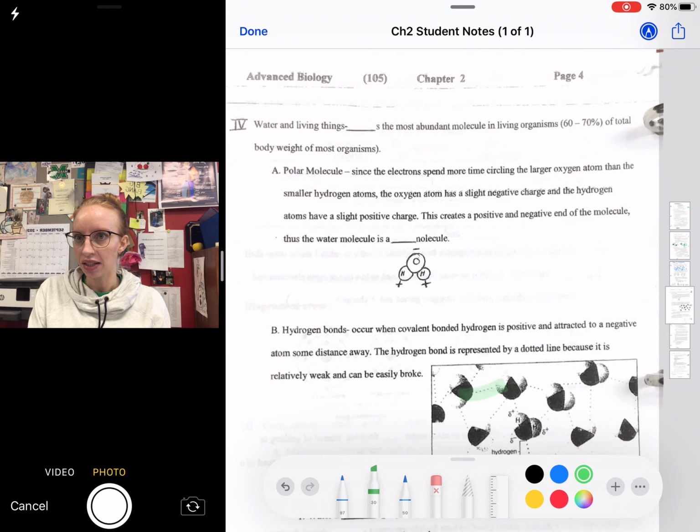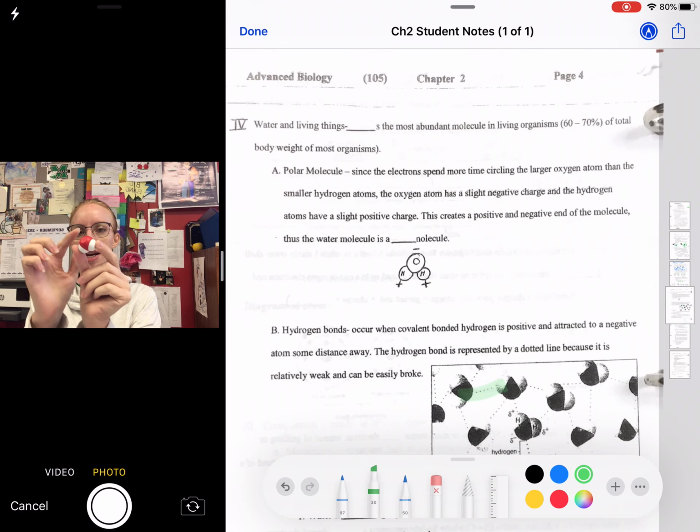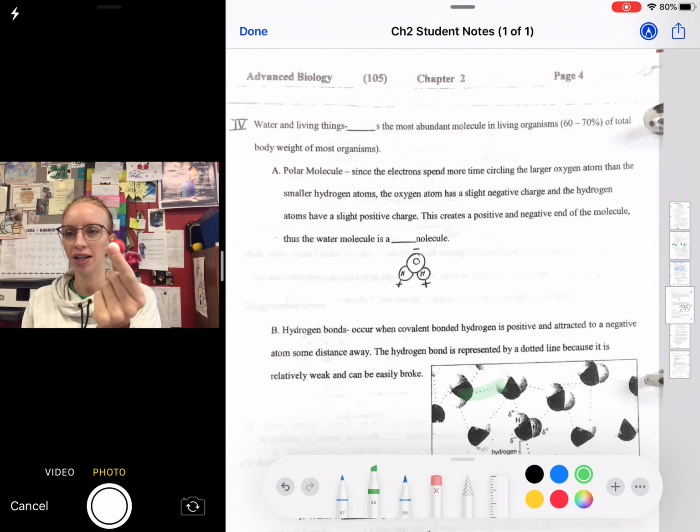Water in living things. Water is the most abundant molecule in living organisms. 60 to 70% of your total body weight, and in most other organisms as well, is made up of water. It is called a polar molecule because the electrons spend more time circulating the larger oxygen atom than the smaller hydrogen atoms. So the oxygen atom will have a slightly negative charge. Your hydrogen atoms will have a slightly positive charge. So you have a positive pole on your hydrogen end and a negative pole on your oxygen end, which creates a polar molecule.